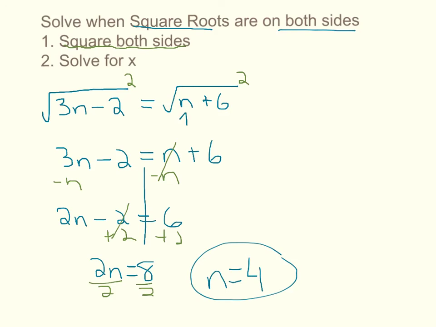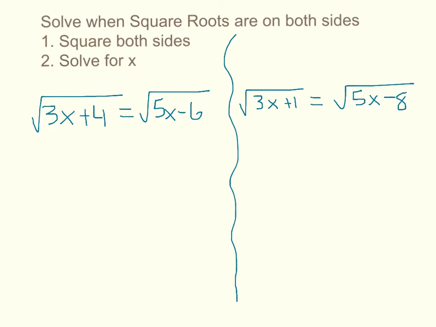When you plug in 4, you get 10. And then when you plug in 4 here, you get 10. So the square root of 10 should be equal to the square root of 10. So it works. Here are the last two examples of the lesson.